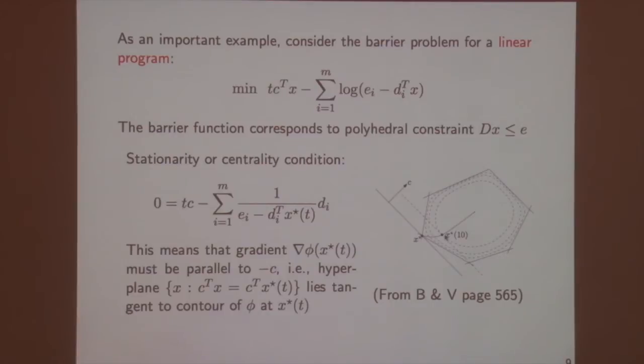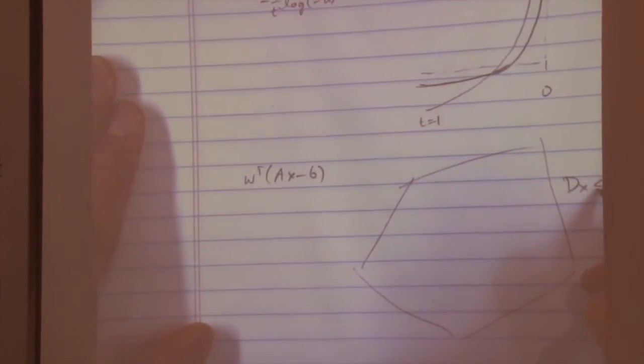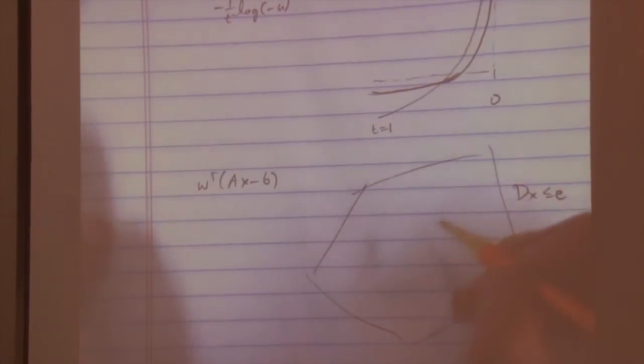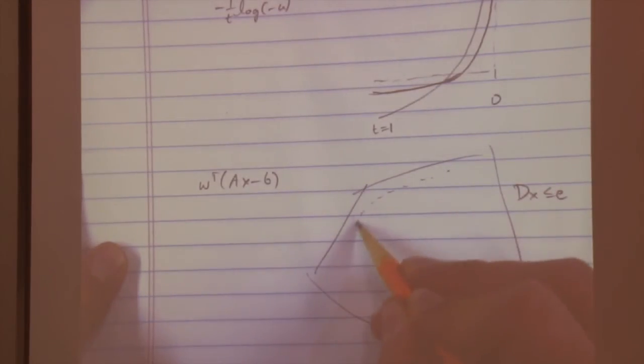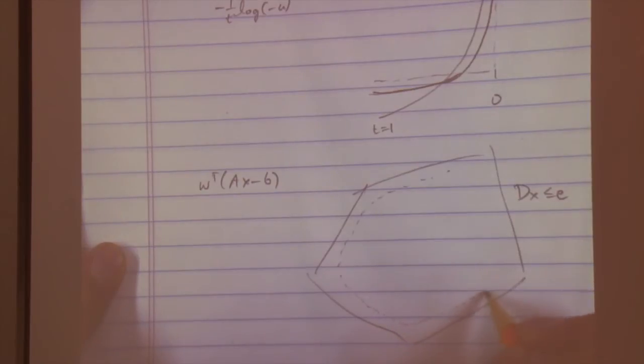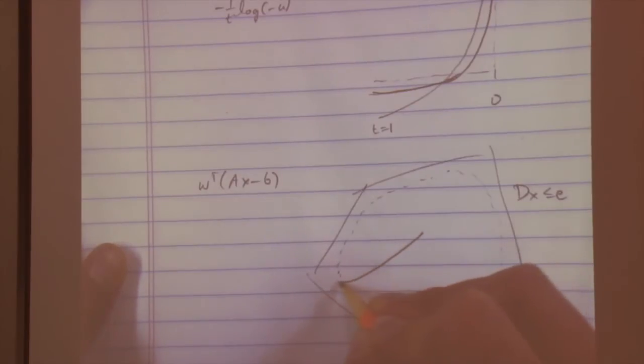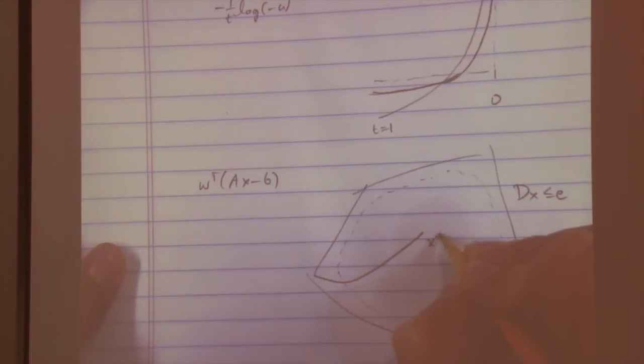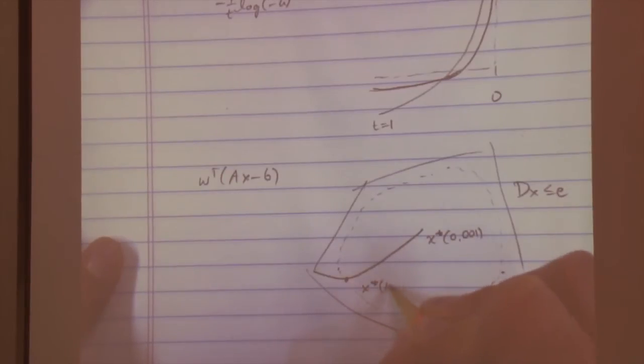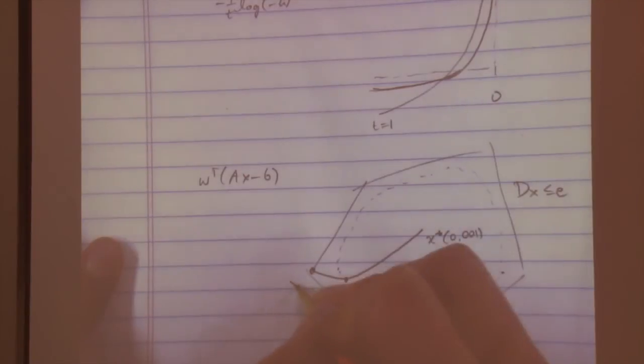Let's take a look at this picture, see if I can reproduce it. So let's suppose this is the constraint Dx less than or equal to e. That's my polyhedral constraint. What is being drawn in the dotted lines are actually the contours of the log barrier function, say the 90th percentile contour, as t increases. So this might be the contour when t is 10. The central path is going to look like the following, in this example computed numerically. We start off at x star of something very small, like 0.001. We get to maybe this point, which is x star of, say, 10.